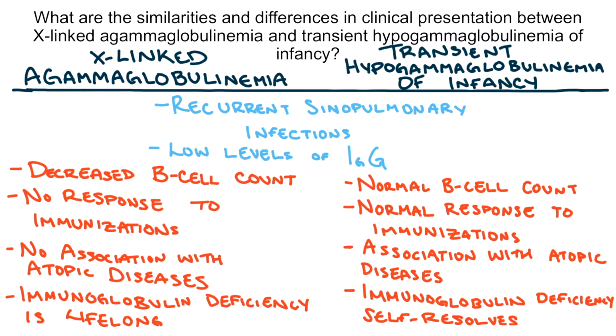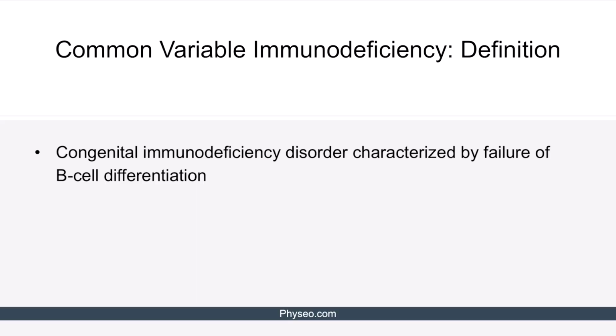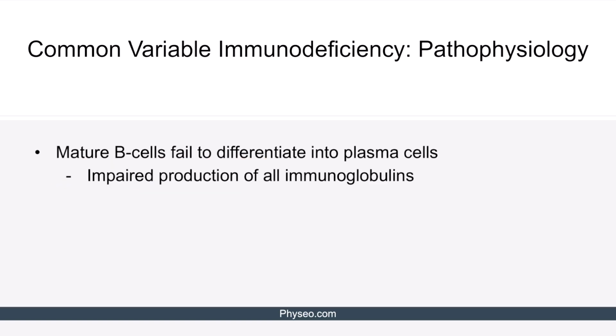Now that we've covered X-linked agammaglobulinemia, let's move on to common variable immunodeficiency. Common variable immunodeficiency is a congenital immunodeficiency disorder characterized by failure of B-cell differentiation. Specifically, mature B cells fail to differentiate into plasma cells, which leads to impaired production of all immunoglobulins.